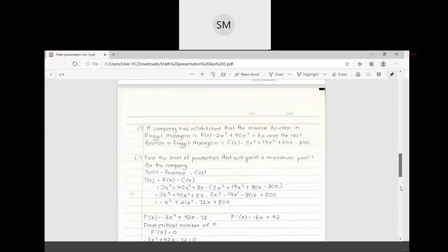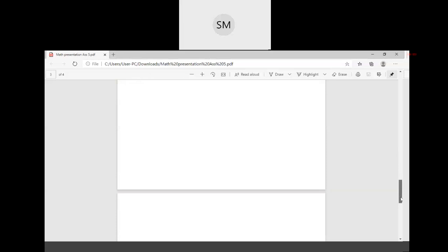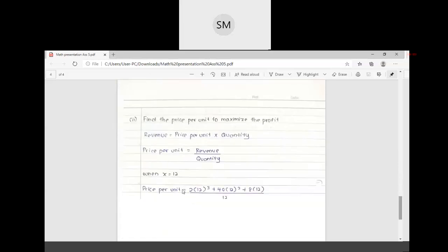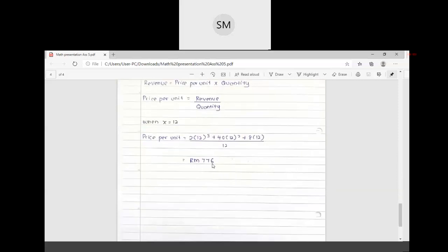So the revenue function, we know we get it from the function from the question up there. This is the revenue function. So we're going to substitute that 12 into this and divide by the quantity. Quantity is 12. So we get RM 776.